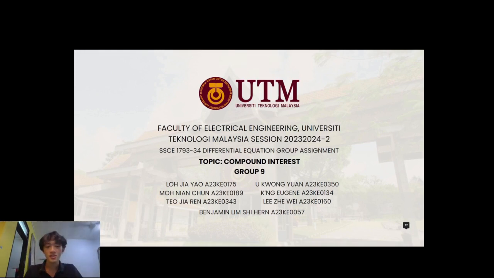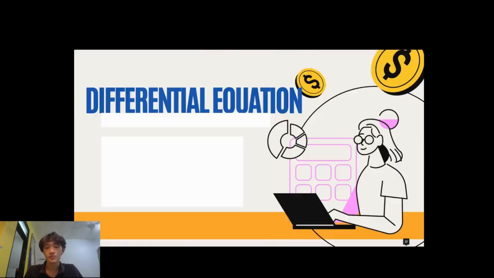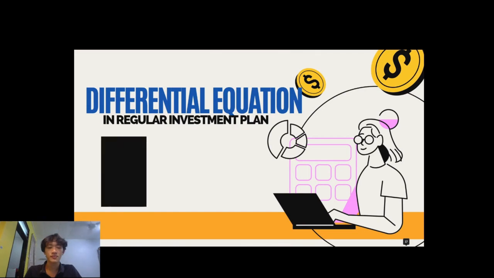Hi, today I'm going to talk about our differential equation group assignment. Our topic of discussion today is compound interest, and we are from group 9. Our team consists of 7 members, which is me, Won Yanjun, Teo Jiaren, Yu Gongyuan, Eugene, Li Zewei, and Benjamin Lin Shihen. Differential equation in regular investment plan.